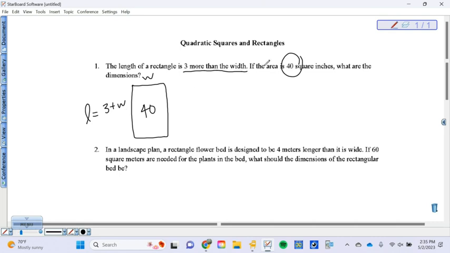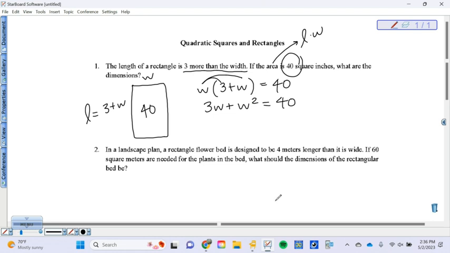Okay, so my area is 40. How do I find area of a rectangle? Length times width, right? So I'm just going to multiply these 2 sides together, W times 3 plus W, and I know that equals 40. What do I usually do when I have a variable out in front of parentheses like this? Distribute. So I do W times 3 and then W times W. What's W times 3? 3W. What's W times W? So 3W plus W squared equals 40.